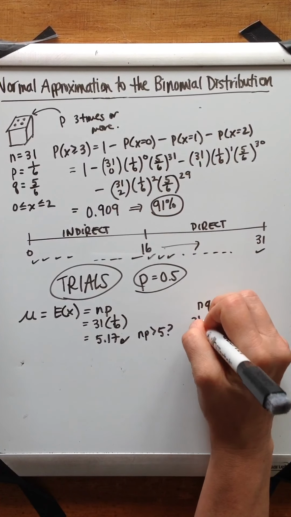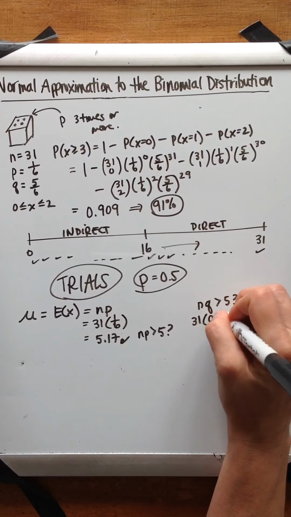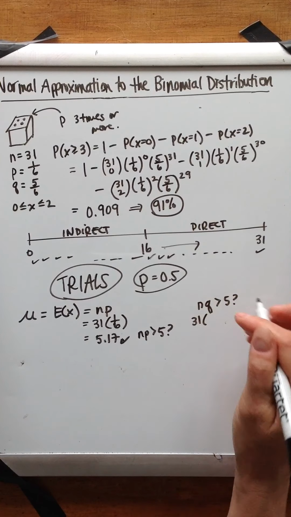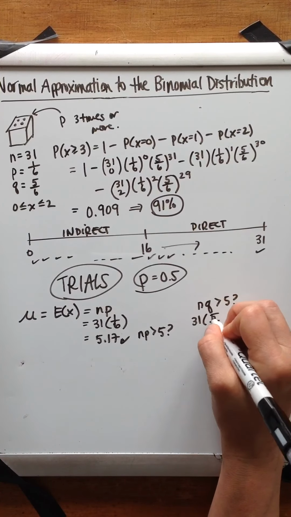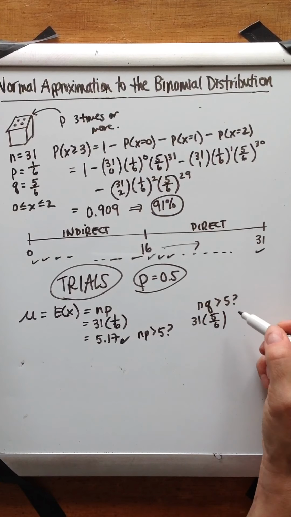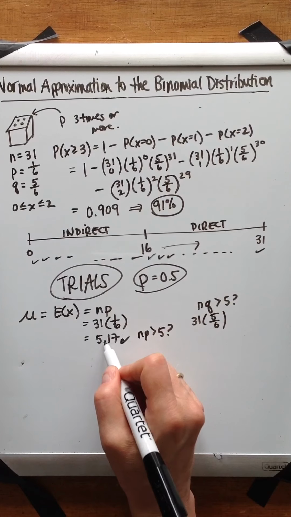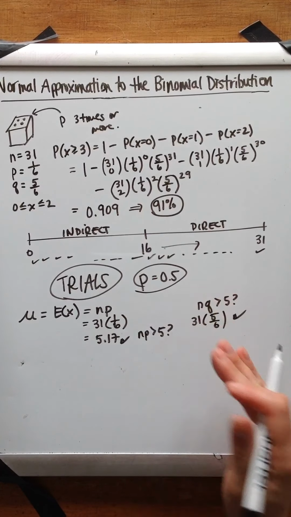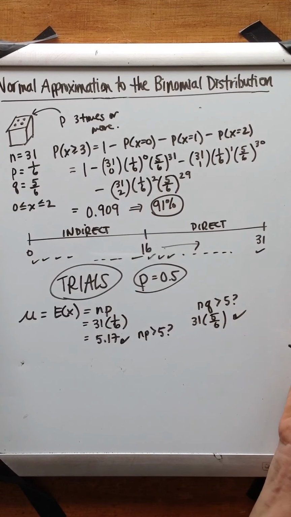Well, N is 31, and our Q value is actually bigger than it was for successes. It's gone up from 1/6 to 5/6. So I don't even really have to do the math. I know that when this was 1/6 it already met, so that criteria is going to be met too. I don't actually need the value. I just need to show that it's greater than 5.